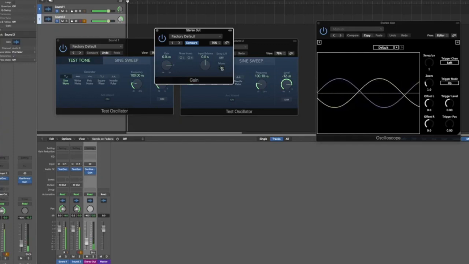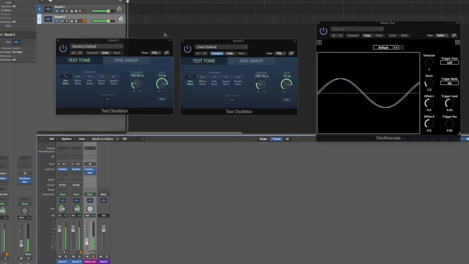There we go. So now you can hear it going from constructive interference to destructive interference. Constructive, then destructive. And this oscillation that you hear is what we call the beat frequency.